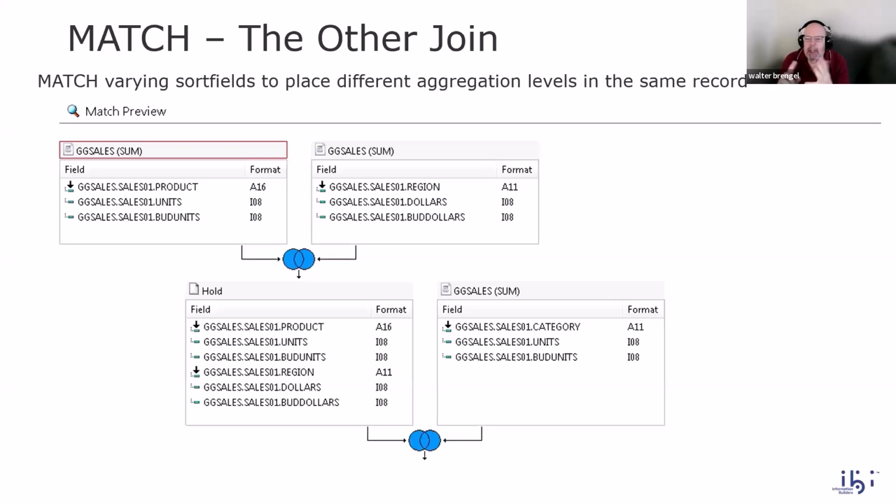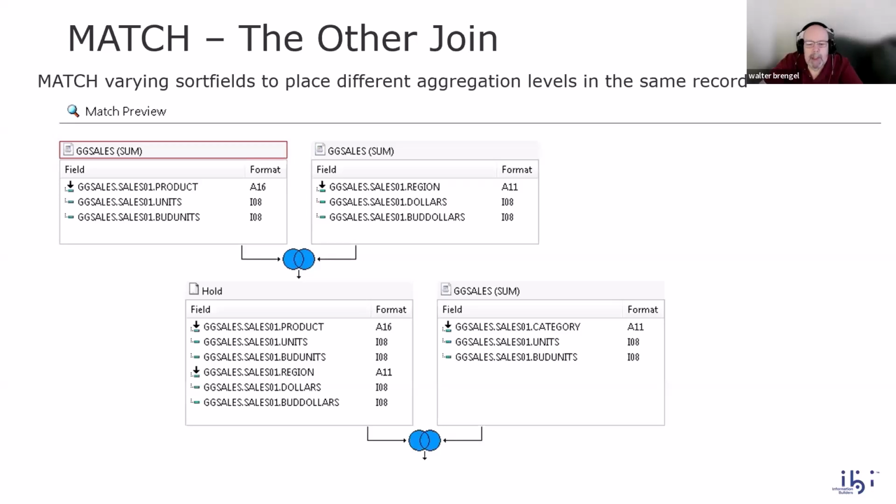So in this case, we're looking at GG sales and we're matching it to itself, but then we're taking different columns. So some of the buys are going to be the same, but some of them aren't. If I take GG sales first and then second, the first one I'm doing units and bud units by product. The second one I'm doing dollar and bud dollars by region. Then I'm merging those together, and then I get my hold file, which then becomes the old to the next match.